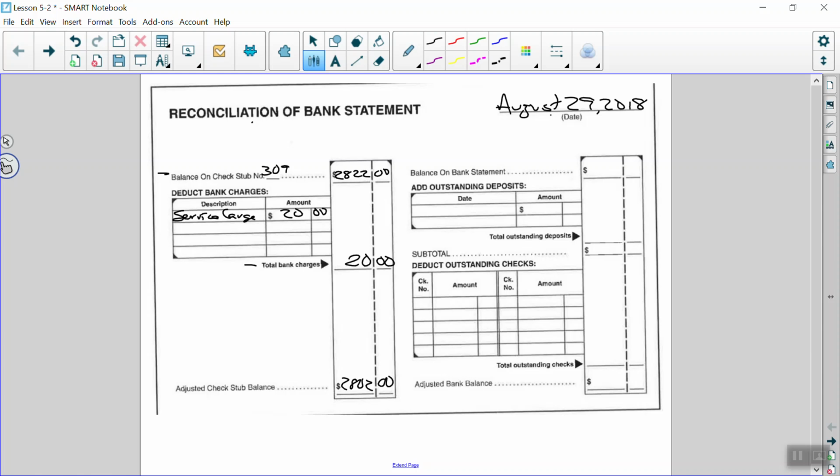So that's my corrected check stub balance. Question about this side? We got it? All right, now I go to the right side. First thing it asks is my bank statement. So I look at my bank statement, and somewhere on there it tells me, and I wish they would give us a check balance statement to work through with this. But it tells us our bank statement balance, 2712. Okay? So I'm gonna put 2712 here.